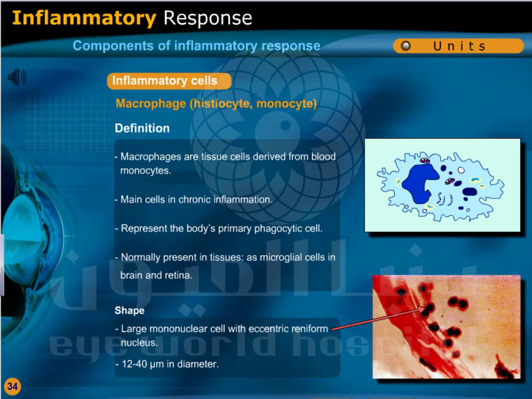Macrophage, histiocyte, or monocyte. Macrophages are tissue cells derived from blood monocytes. They are the main cells in chronic inflammation. They represent the body's primary phagocytic cell and are normally present in tissues, such as microglial cells in the brain and retina. They are large mononuclear cells with an eccentric reniform nucleus and are 12 to 40 micrometers in diameter.